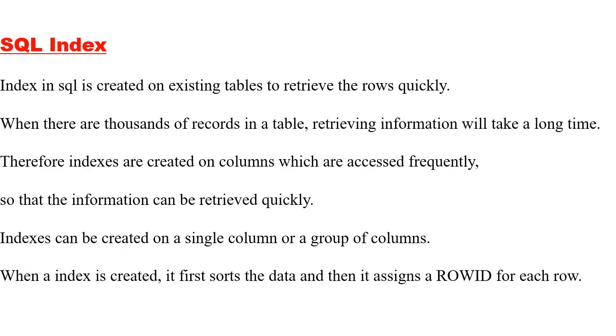Second, we move on to index, SQL index. An index in SQL is created on an existing table to retrieve the rows quickly. So when there are thousands of records in a table, retrieving information will take a long time. Therefore, indexes are created on columns which are accessed frequently so that the information can be retrieved quickly. An index can be created on single columns or a group of columns. So when an index is created, it automatically assigns a row ID for each row.